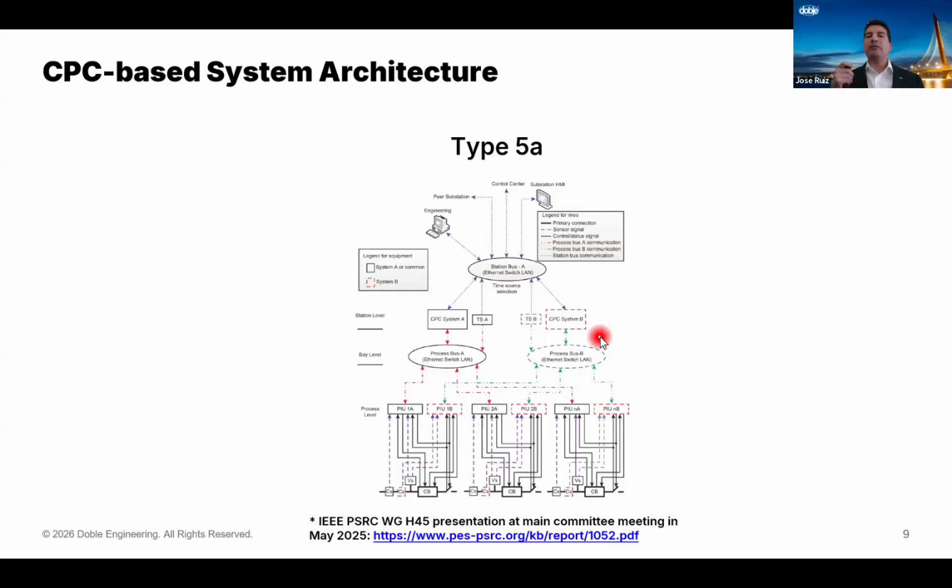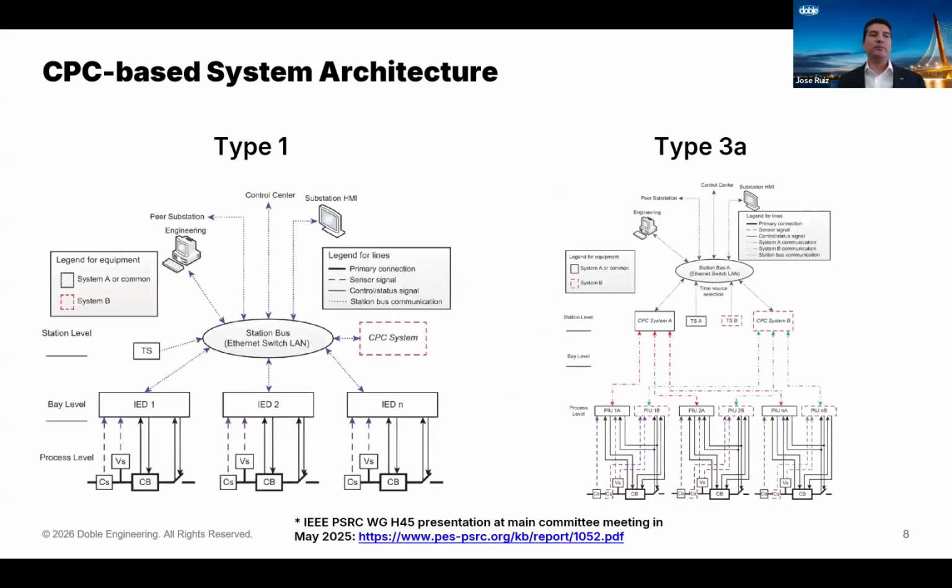And what do I mean by reliability? It's the probability of the system performing its purpose adequately for the period of time intended under the operating conditions encountered. So the type 1, the first one, looks simpler, but the reliability is among the lowest ones of the multiple architectures analyzed by the working group or that are available in the guide.